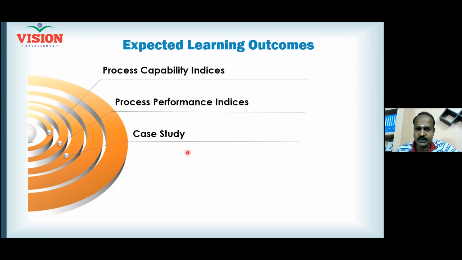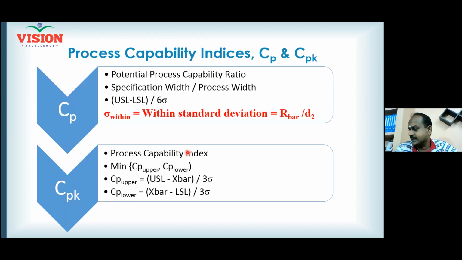We will also see one case study with data, and we will calculate, and that will help you better understand. Now, first, let us understand Cp and Cpk. Cp and Cpk are called process capability indices. The first one, Cp, is called the process capability ratio, and the second one, Cpk, is called the process capability index.